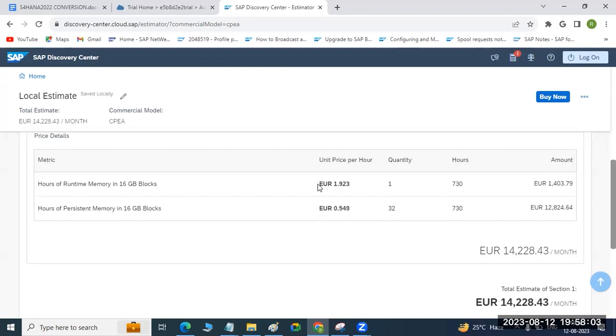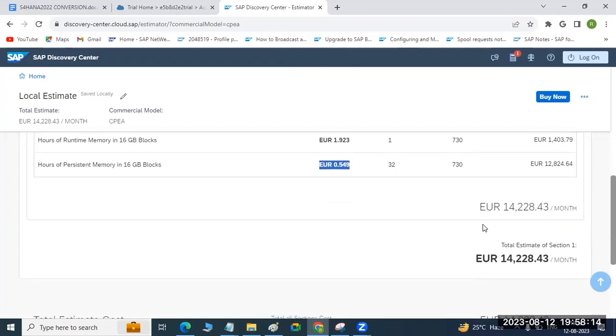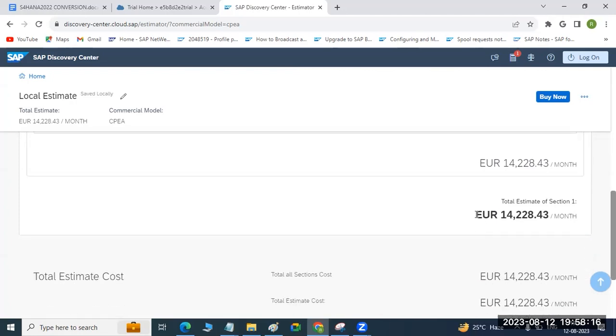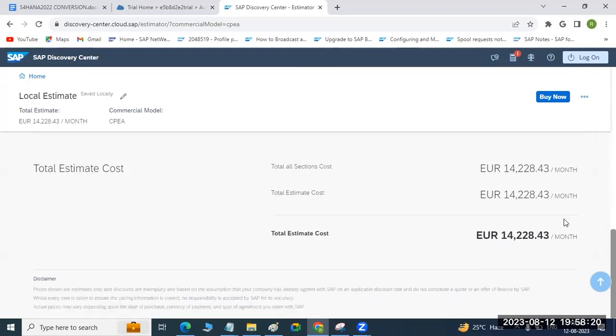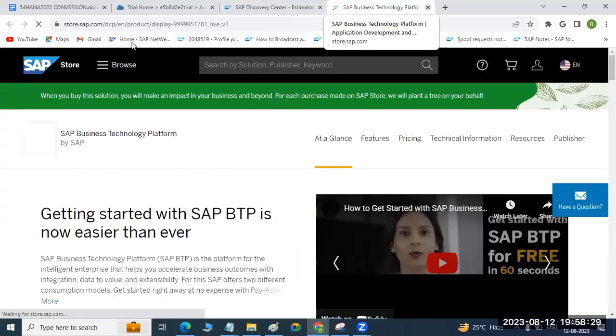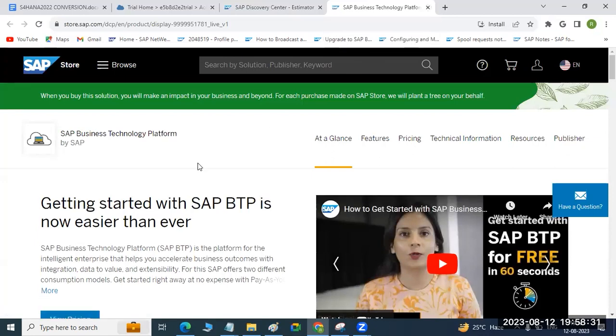If you are using fewer hours, then you pay more. If you are using more hours, then the pricing is reduced here. They are providing some type of discounts to you, right? You can see per month this many euros you have to pay. You have to buy now, it will go to the payment center, then we have to pay the amount to SAP to use those functionalities. Then when you pay, your payment is done here.